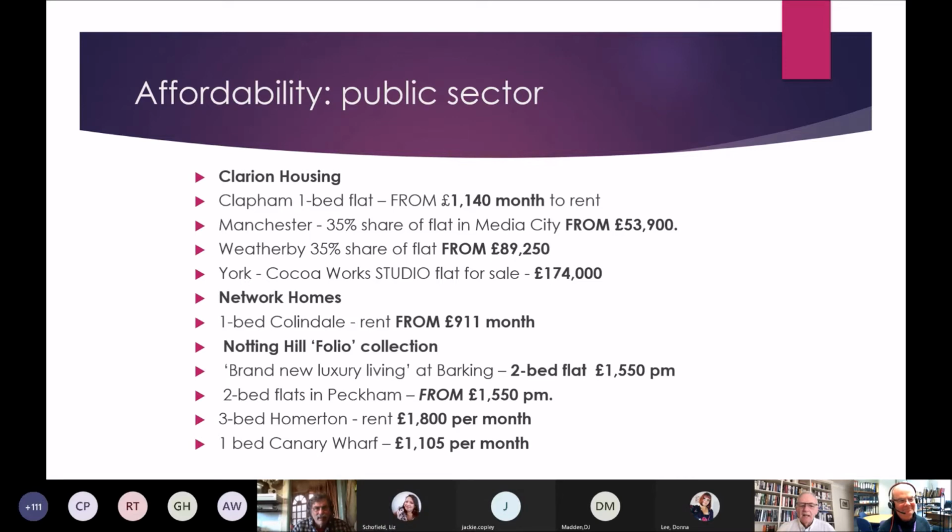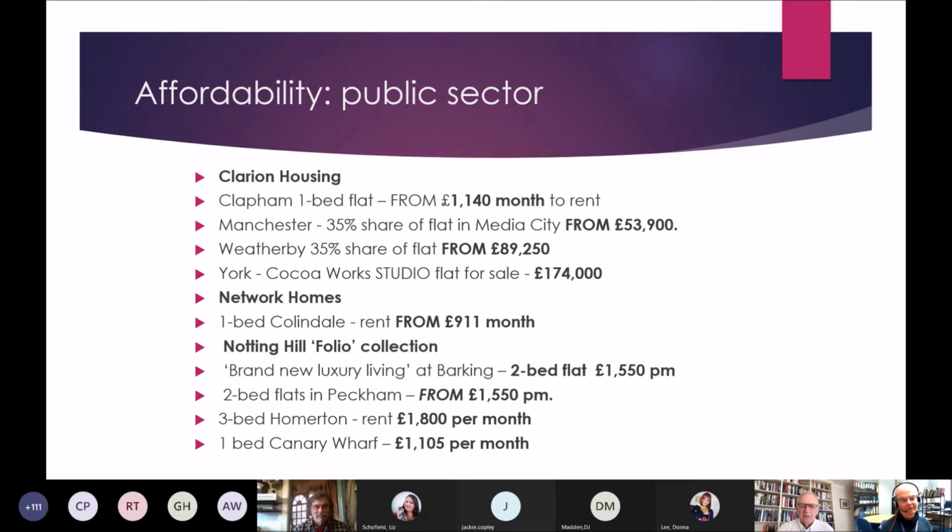Look for a one-bed flat in Clapham. It's not 1,400. It's not 1,140 a month. It's from 1,140 a month. That will be the studio flat on the main road. That won't be the penthouse flat.